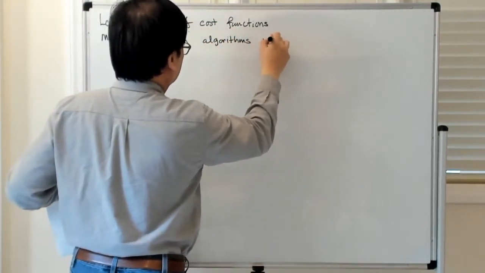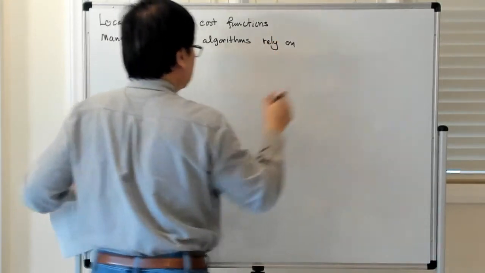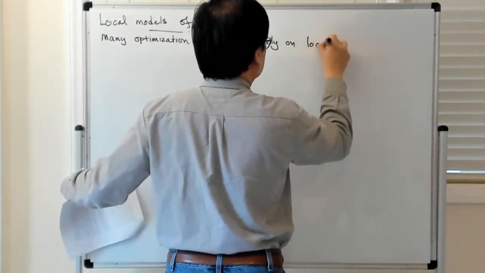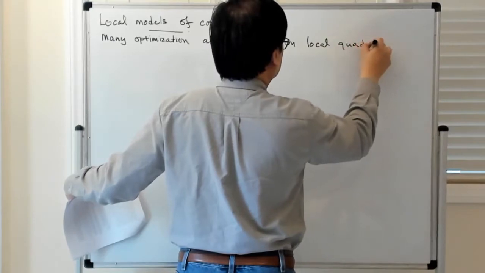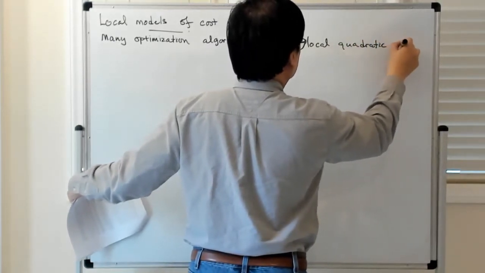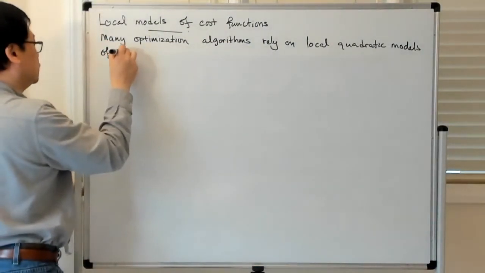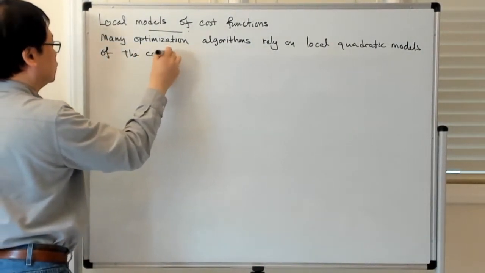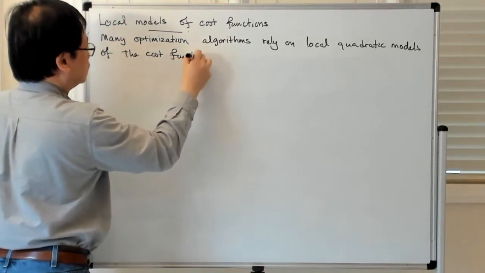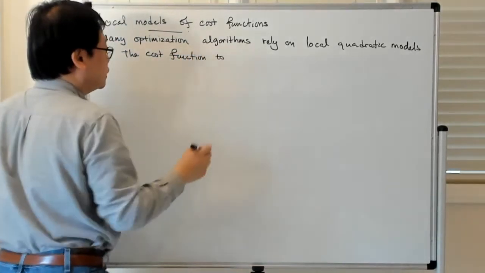rely on local quadratic models of the cost function to generate iterates.